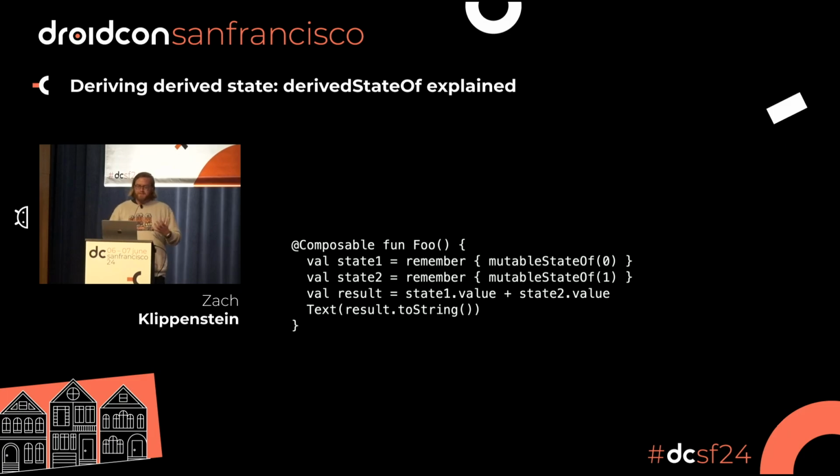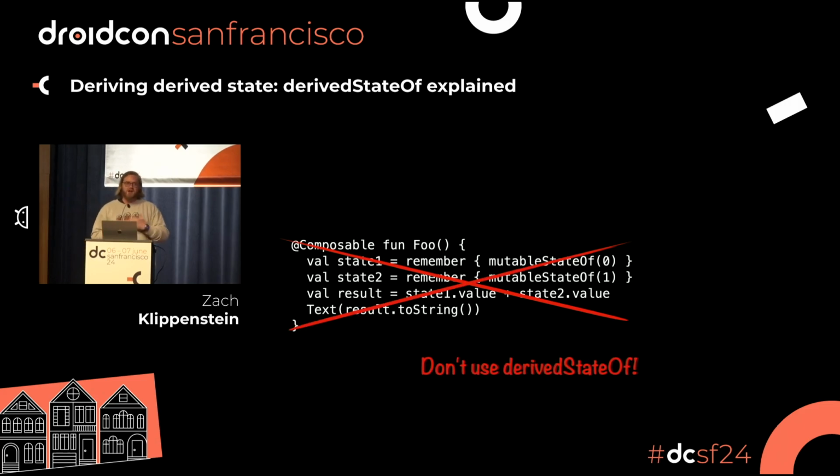Got some fairly simple code here. We're creating two different mutable states, doing a calculation with them, and then spitting that out to the screen. So in this case, the calculation is cheap. You're just adding two numbers together, basically instant. And the result will probably change about as often as the inputs do. So this is not a good thing to use derivedStateOf for. You're just adding overhead.